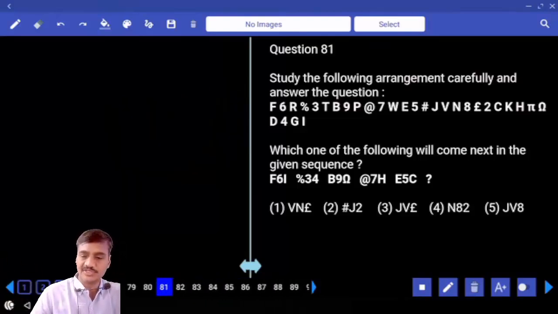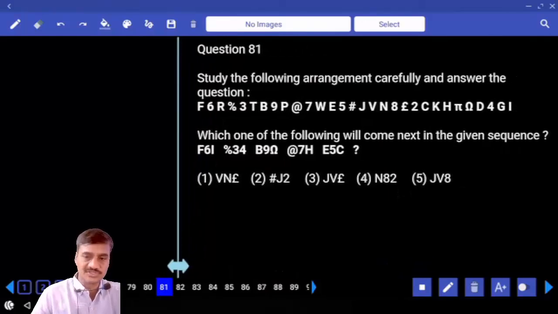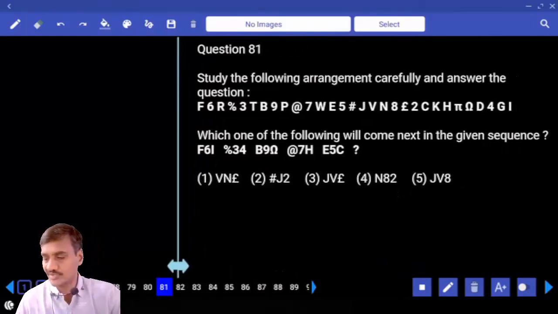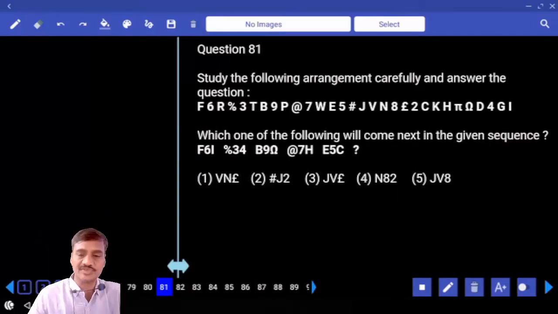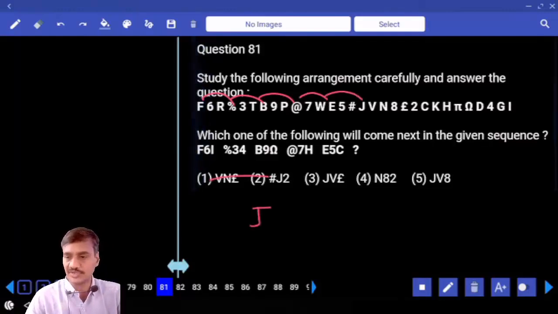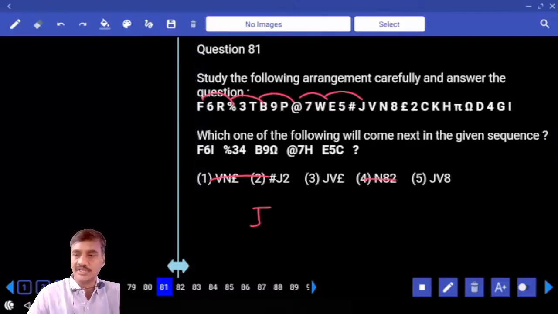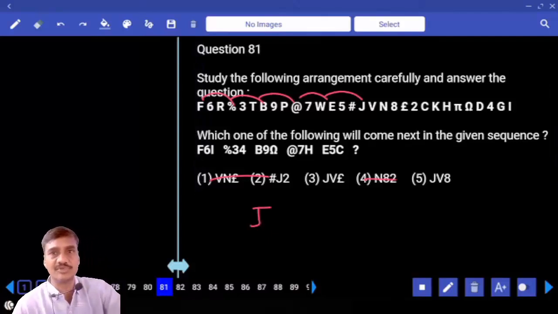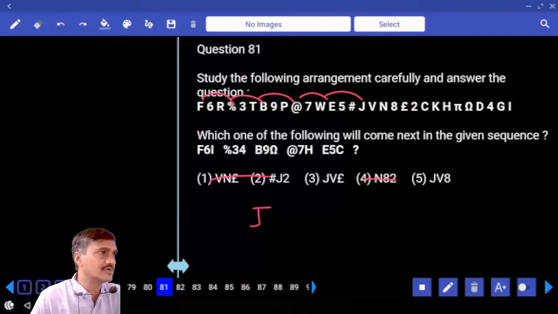81 to 85, they are based on sequence. Now in this sequence, which one of the following will come next? Starting with F. F and percentage. How many elements do we need to move forward? Plus 3. Percentage and B, plus 3. B plus 3, at the rate of plus 3, is J. And J should be the first element. These three were ruled out. And obviously the second element is the same in both of these two, so no need to check the second element. Then we need to check the last one.